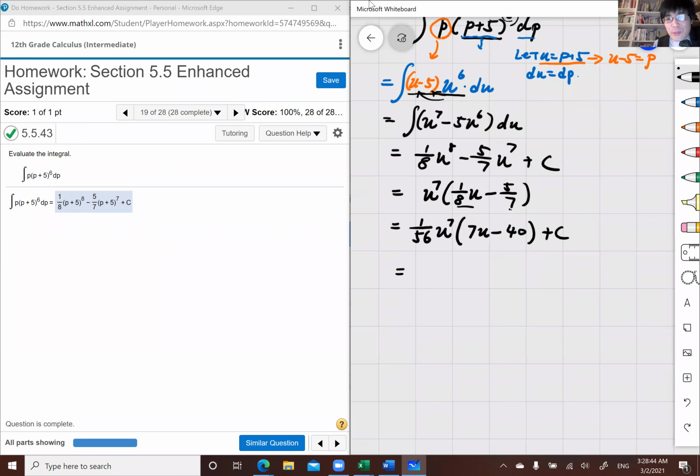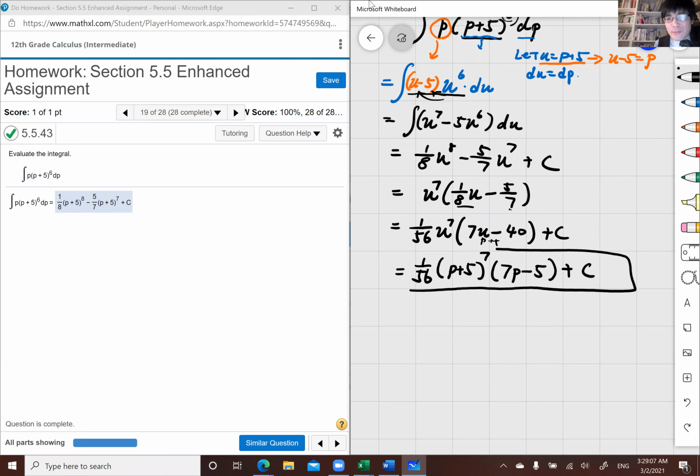And now you want to put back into p. So it's going to be p plus 5 to the power of 7, and it's going to be 7p minus 5 plus c, where this is like p plus 5. So when you expand it, it's going to be 7p plus 35 minus 40. That's going to be 7p minus 5. And this is a more preferred solution than the one I posted to the left. Okay. In Japanese textbooks, the final answer is in factored form whenever possible. So this is a preferred answer than the one to the left.